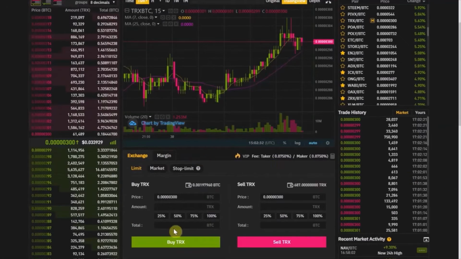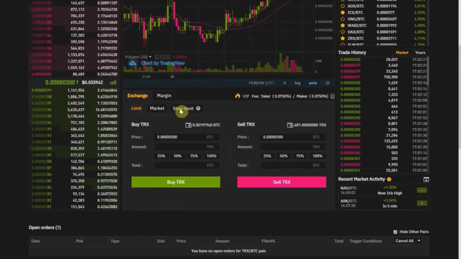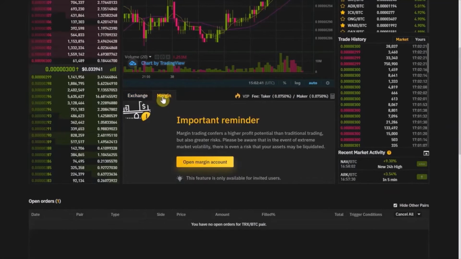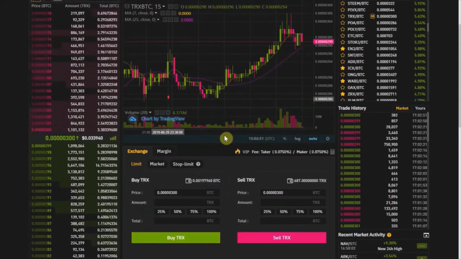And it's time to look at this particular section. So you have, oh, this is new again. Margin, important reminder. It will only be available for invited users at the moment. Okay, I'm not going to talk about that. We have the exchange here.